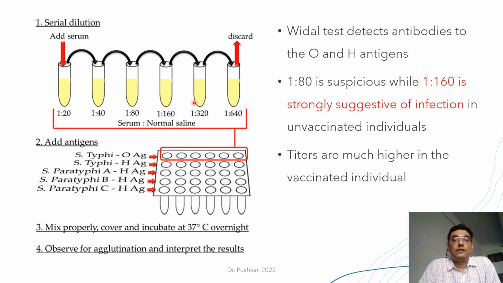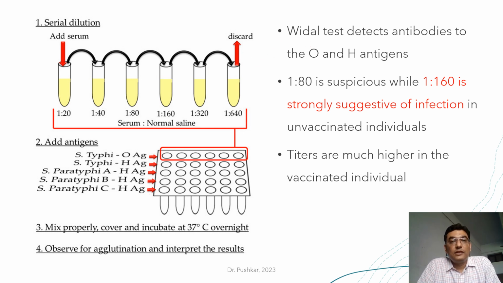However, 1:80 is suspicious, while 160 is strongly suggestive of infection in unvaccinated individuals. If the patient is vaccinated, then the titers are much higher. But most of the population of India is unvaccinated, so 160 or above is considered positive in typhoid. It is a very important and very commonly used test.